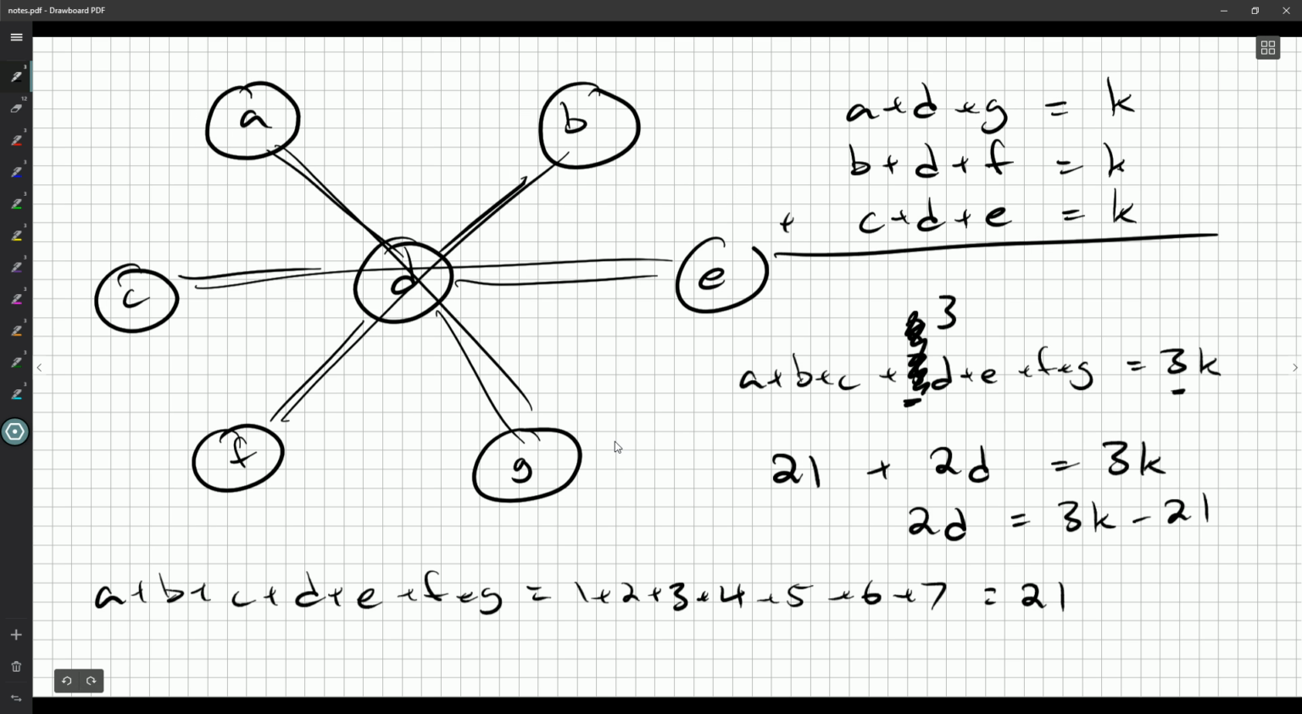Actually, hold on. Did I add these up right? No, 21 is the sum of the first 6. That's my mistake. 28.